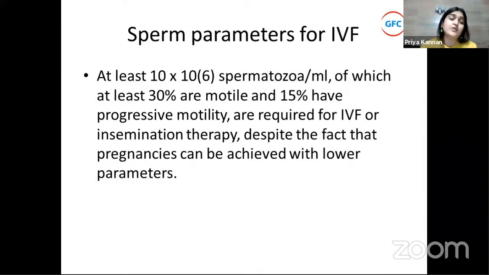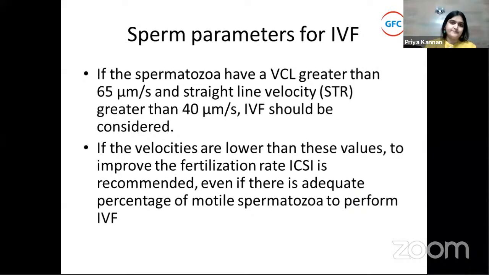It must be at least about 10 million, which is the base. 10 million with at least 30% motility and 15% progressive motility must be there before we advise any IVF procedures. Pregnancies can be achieved with lower parameters, but the probability of achieving them is much lesser.